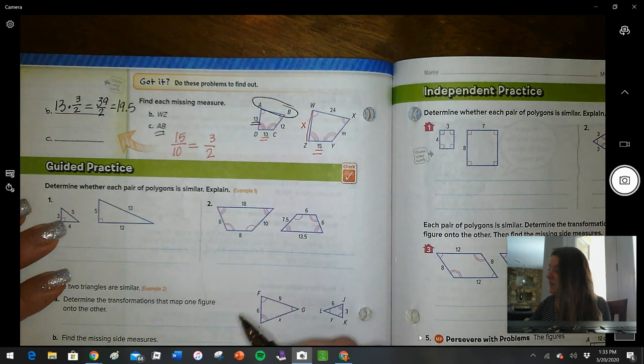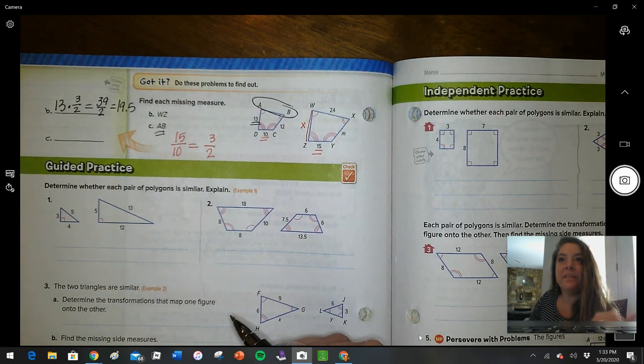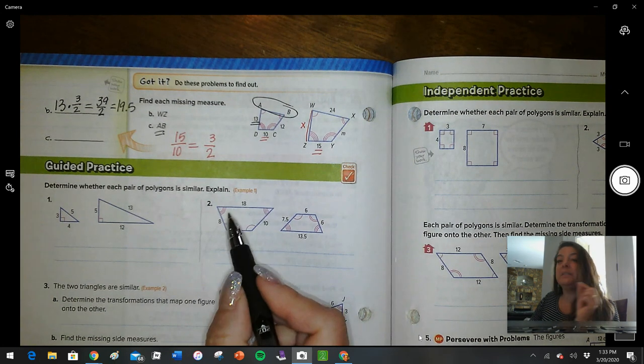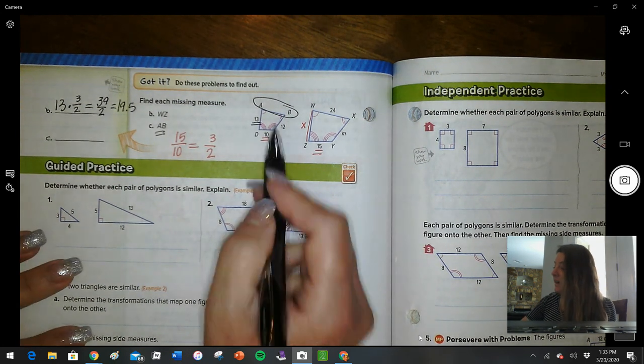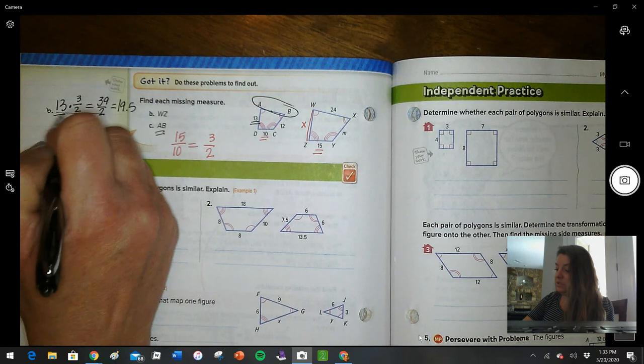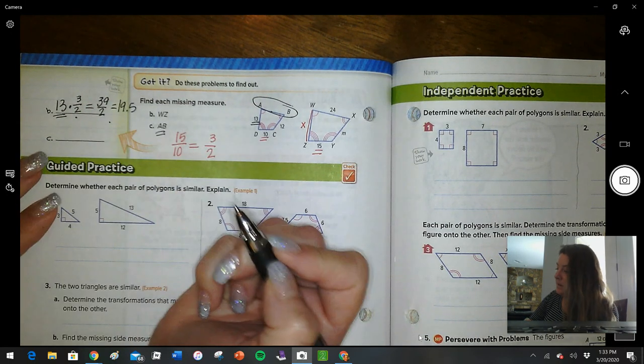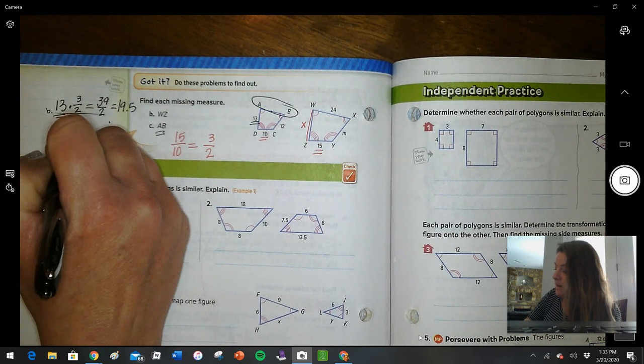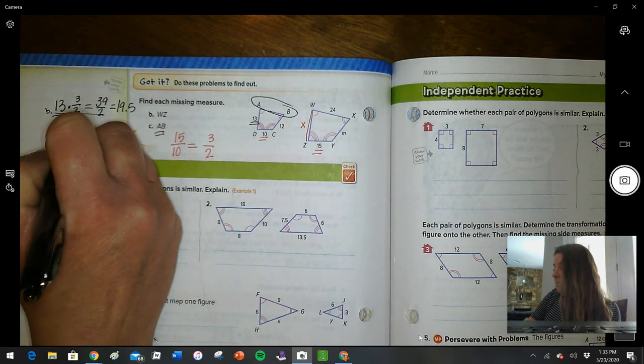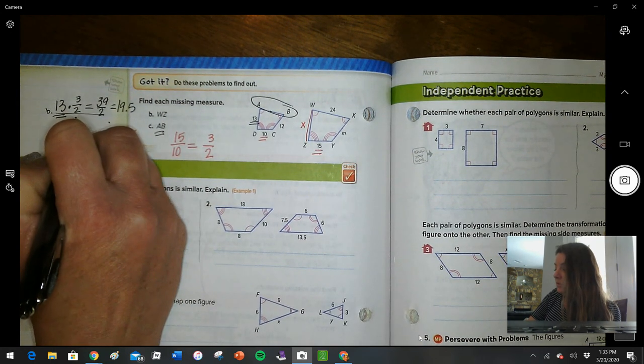All right, let's go figure out what AB is, side AB. So this side. Same thing. This time it's going to be a little bit different because I don't know what number to multiply by 3 over 2 to get 24. I don't know that number. So what times 3 over 2?